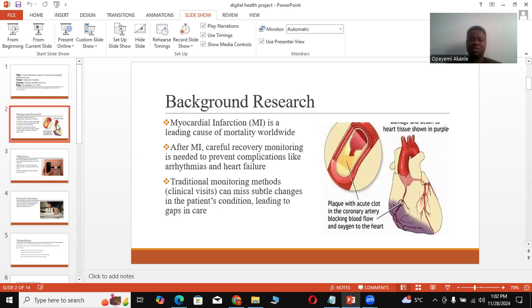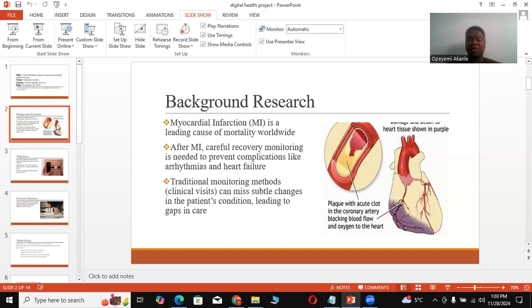So myocardial infarction is a leading cause of mortality worldwide. So what is the cause of myocardial infarction? So this is actually caused by, you know, either total blockage or partial blockage of the coronary arteries. So these coronary arteries are the main vessel that actually supply oxygen and nutrient to the myocardium. So when there is blockage or any issue with this vessel, the heart will not be able to get enough nutrient oxygen, so leading to ischemic changes in the heart muscle.